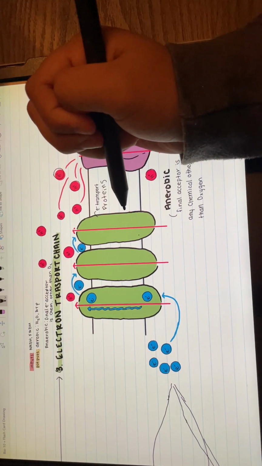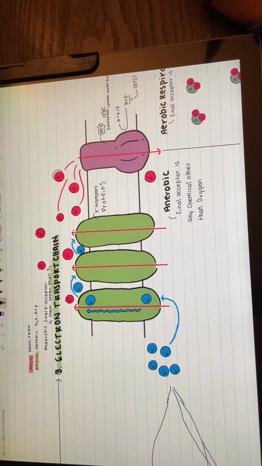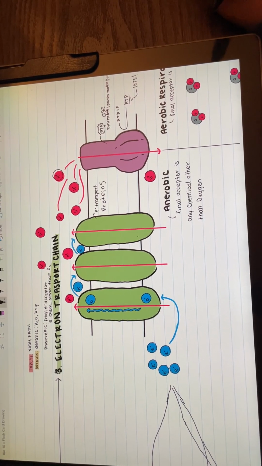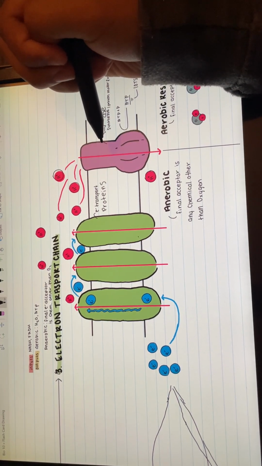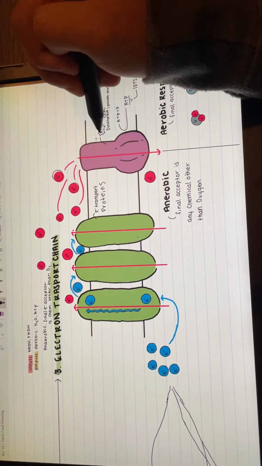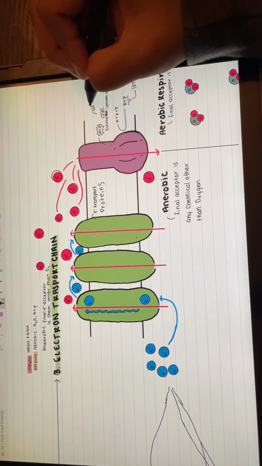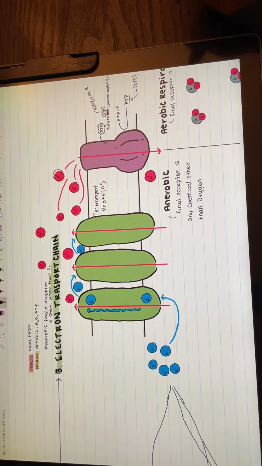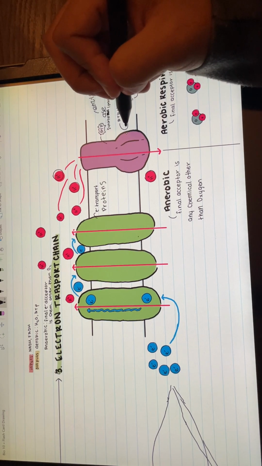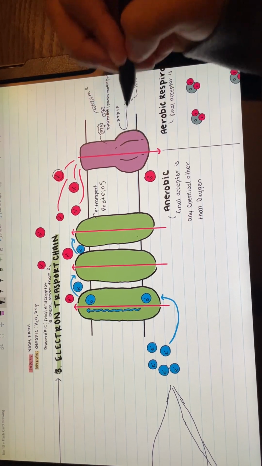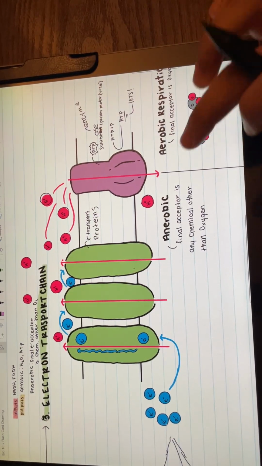So H plus ions are pumped across the membrane, and like we said, they create the gradient, and it's kind of like charging a battery here. So you have a lot of power source up here, a lot of protons. This gradient drives the ATP synthase, as we said, synthase, because it is an enzyme. Beautiful. And the ATP synthase is a protein that makes ATP, which is amazing.